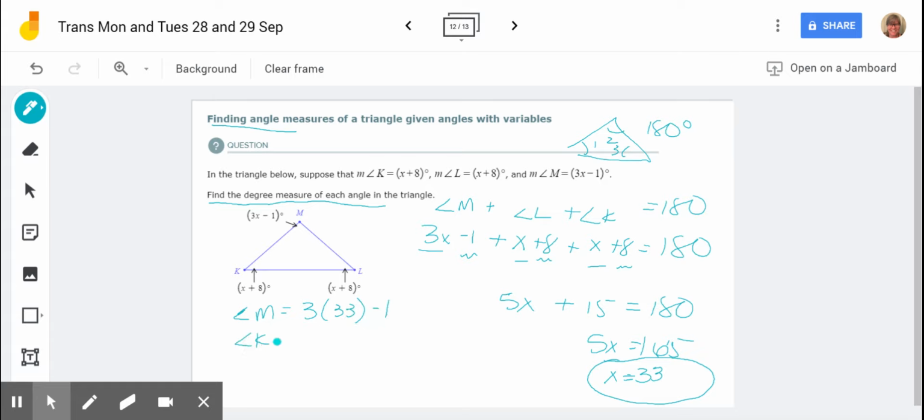And angles K and L are the same: 33 plus 8 is 41 degrees. And this one is 99 minus 1, which is 98. So the question is, do these all add up to 180? And the answer to that is yes, they do, because 8 plus 1 plus 1 is 10, carry the 1, and 10 plus 8 is 180. Okay, moving on.